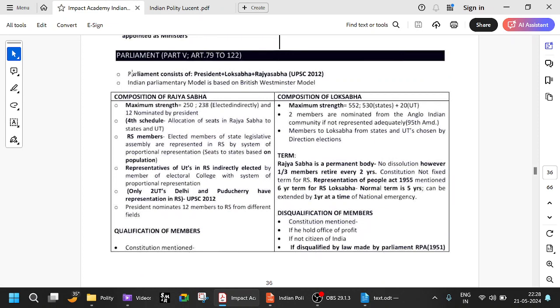Now let us quickly see Parliament. Revise some of it. Okay. So Parliament consists of President plus Lok Sabha plus Rajya Sabha.